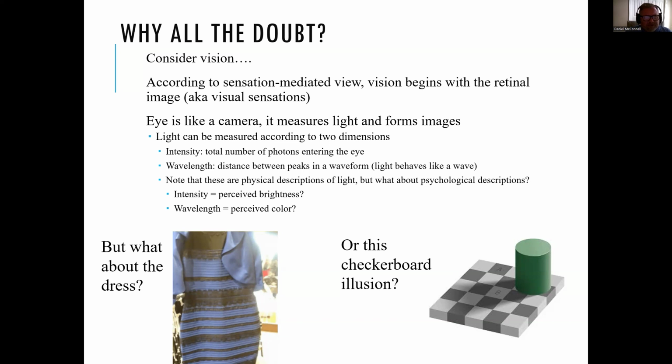But the idea here is that the eye has all of these receptors that are measuring light at specific locations all throughout the interior of the lining of the eye, called the retina. And these photoreceptors on the retina are measuring light intensity according to these two dimensions, right? The intensity in terms of the total number of photons, called photon flux, as well as the wavelength, because light is a wave as well as a particle, right? And so the distance between the peaks in the wave determines the wavelength of the light, and these somehow become our psychological descriptors of brightness and color.